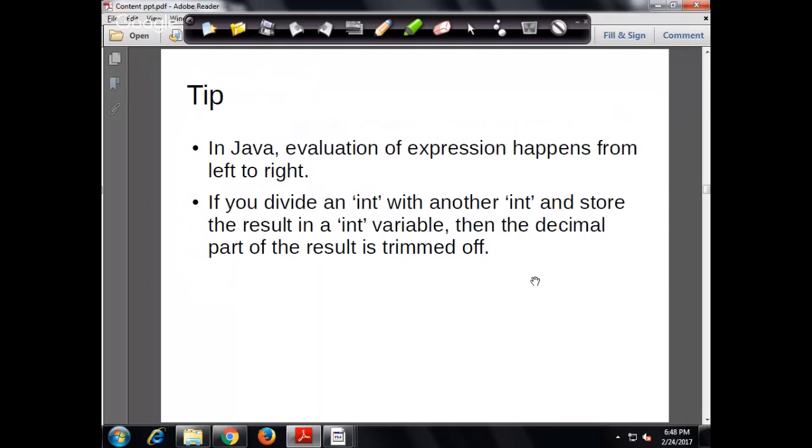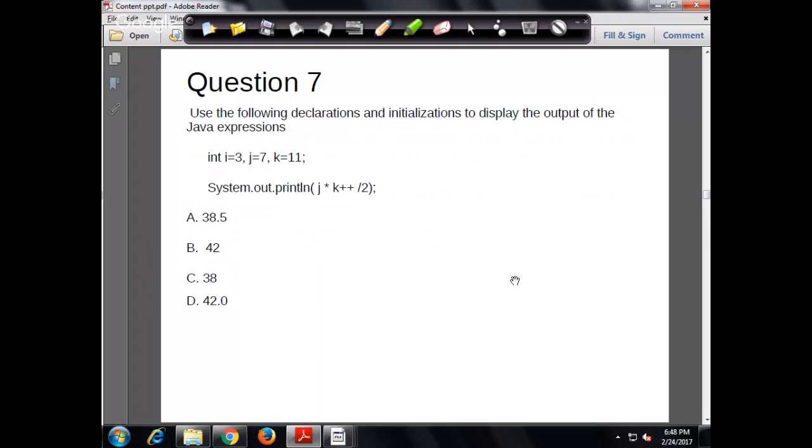Rakesh wants to change the answer to A. Okay, so I've shown you the tip. Now I'm going to show you the question again. Based on what you have learned in the tip, try to relook at this question again. Jitendra says, sorry again, it's A. So Jitendra has changed his answer to A, 38.5. Okay, anyone else who wants to take a go?